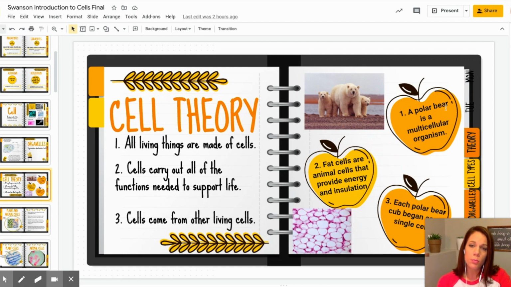So for example, a polar bear is a multicellular organism, meaning it has cells in it. Fat cells, which is a type of cell found in the animal, provide energy and insulation, so kind of carrying out number 2 there. And each polar bear cub began as a single cell. So in order to create a cute little baby polar bear cub, 2 other polar bears had to join genetic material. So baby polar bear came from mommy polar bear.